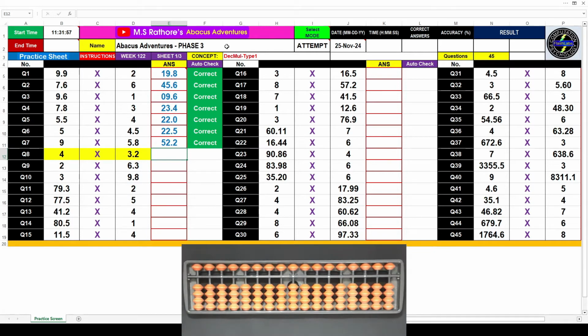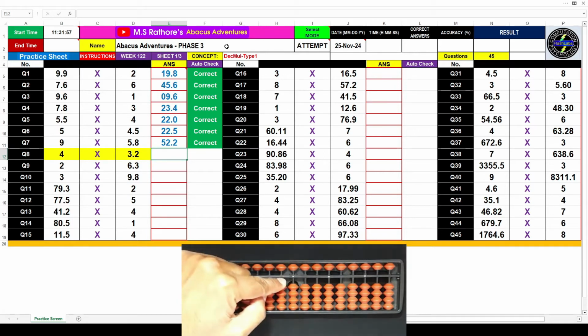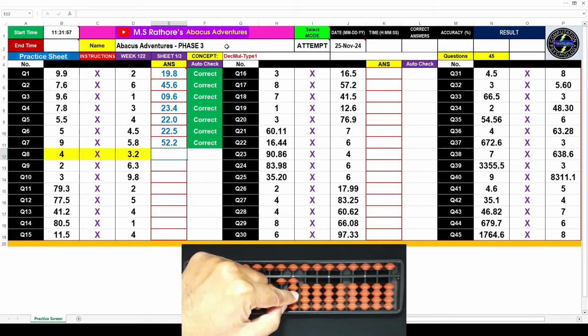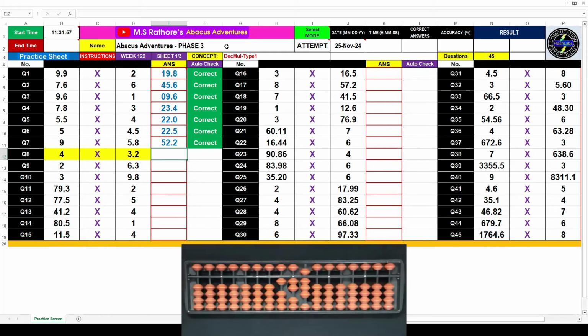Question number 8, placing the left index finger on rod number 2, 3 4s are 12, 2 4s are 08, and the answer is 12.8.